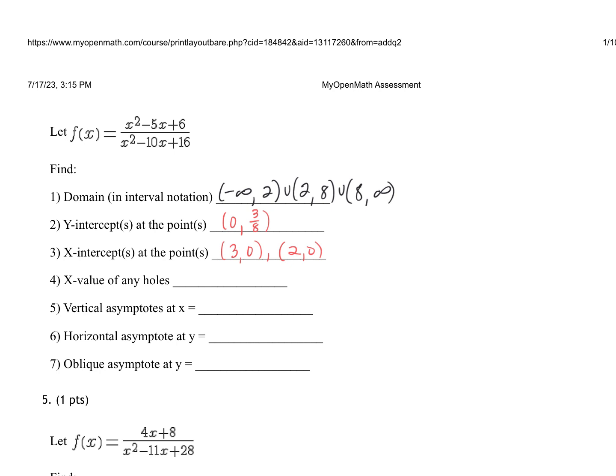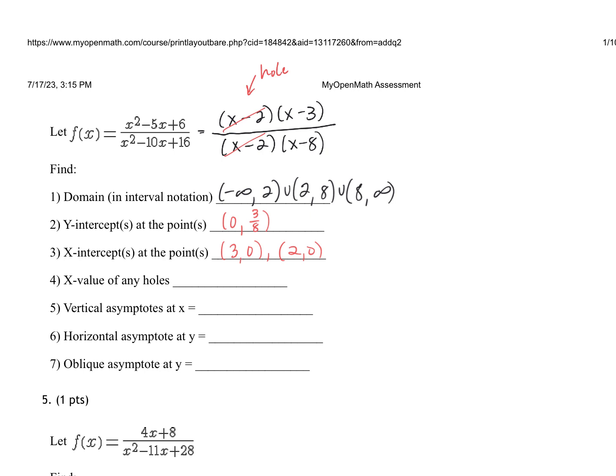When I found the domain, I erased that. But the top factored into x minus 2 and x minus 3. And the bottom factored into x minus 2, x minus 8. Notice that the x minus 2's are in common. So here is my hole, or removable discontinuity. So that's what you need to remember, because that changes.